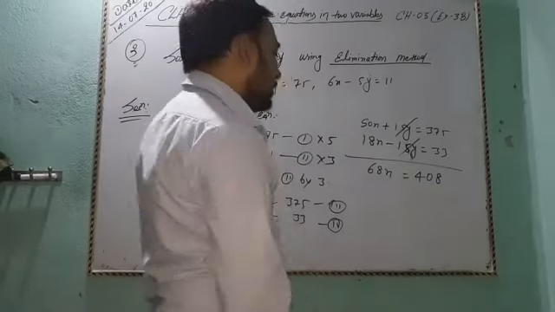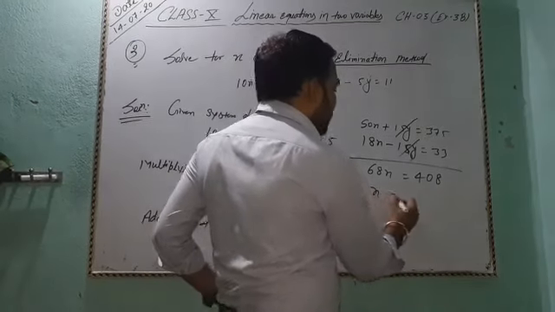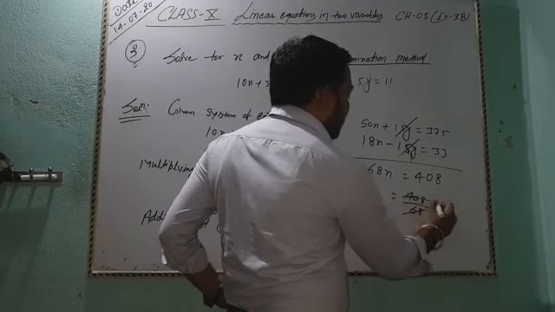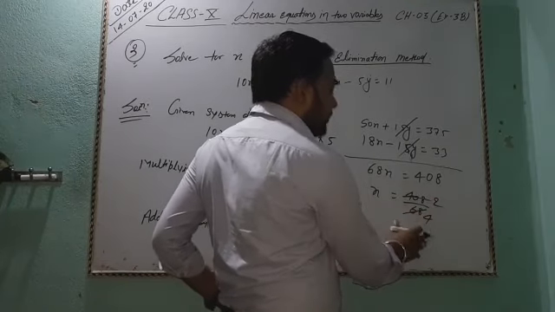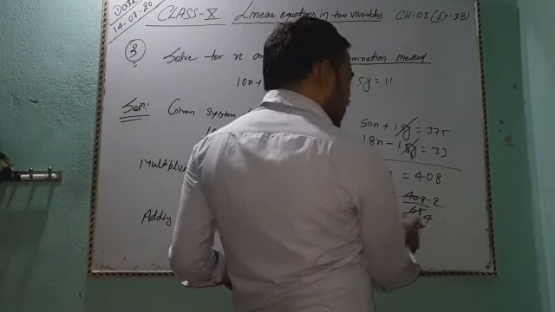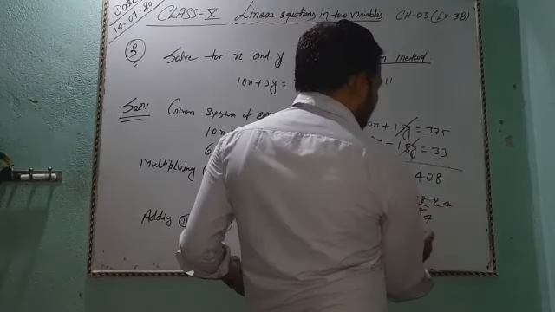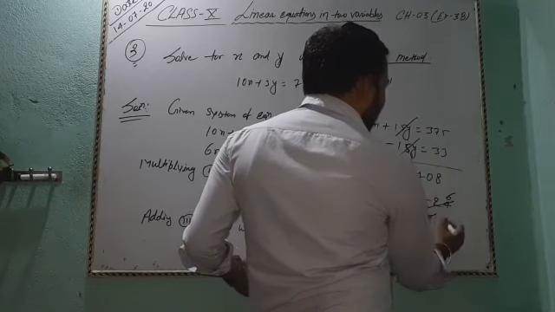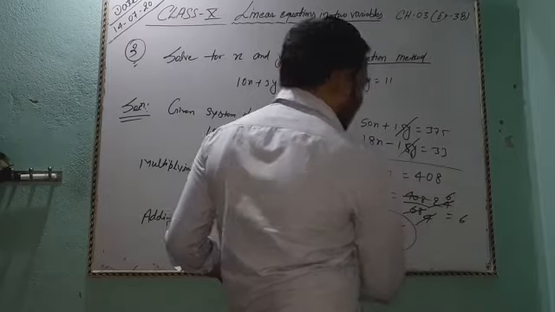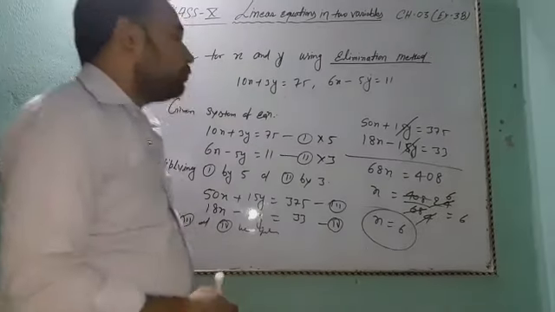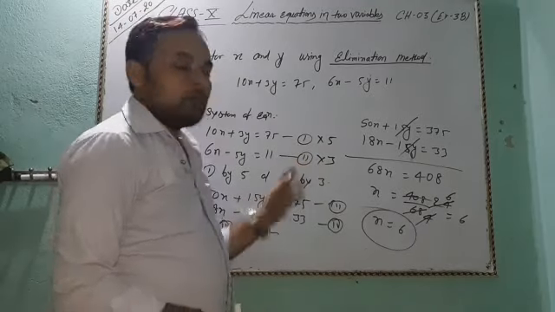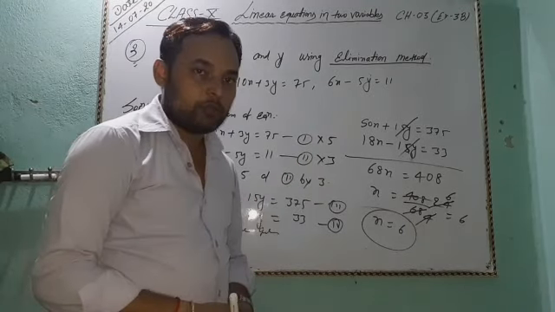Okay, and x equal to 408/68. 4 times 17 is 68, and 4 times 2 is... equal to 6. So the value of x equal to 6. The value of x equal to 6, and put the value of x in equation first or equation 2, any.